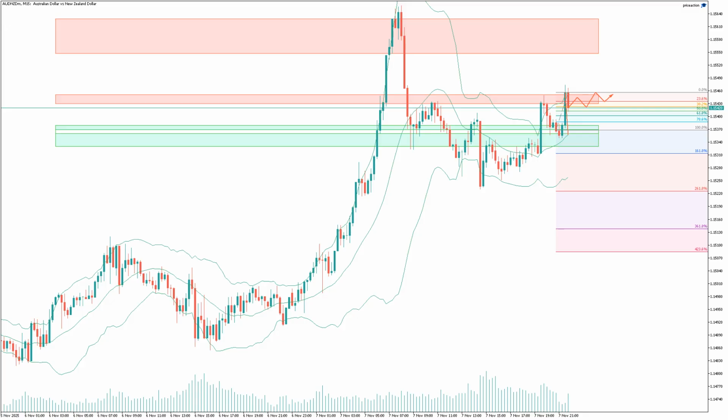The key is the battle at the resistance: a decisive break could lead to further upside, or a rejection could signal a move back down. The current price is at the cusp of this battle, making the next few candles crucial for direction.